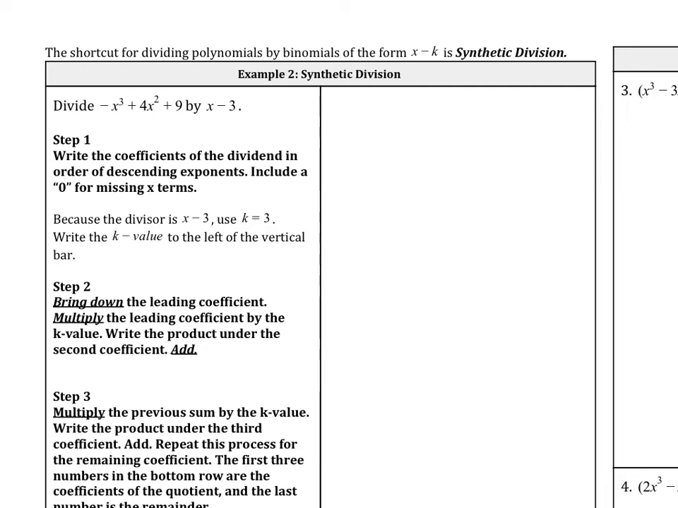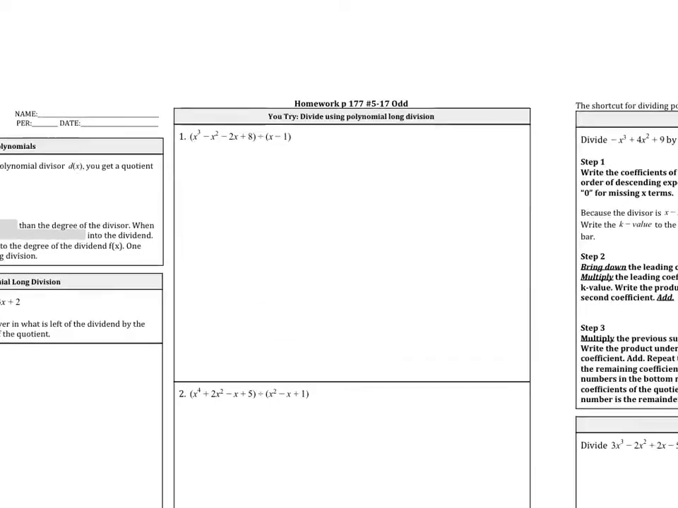So now that we've done long division, we're going to learn a shortcut for dividing some polynomials. The shortcut for dividing polynomials by binomials of the form x minus k is called synthetic division. So it has to be x minus k. Meaning if you have like an x squared or like a 3x, we're not going to be able to use it.